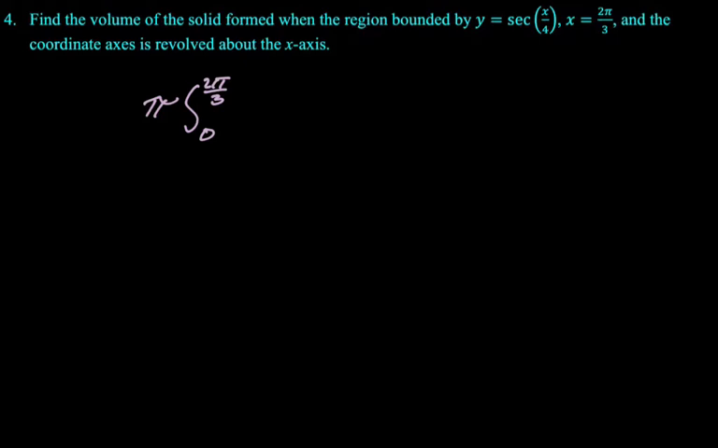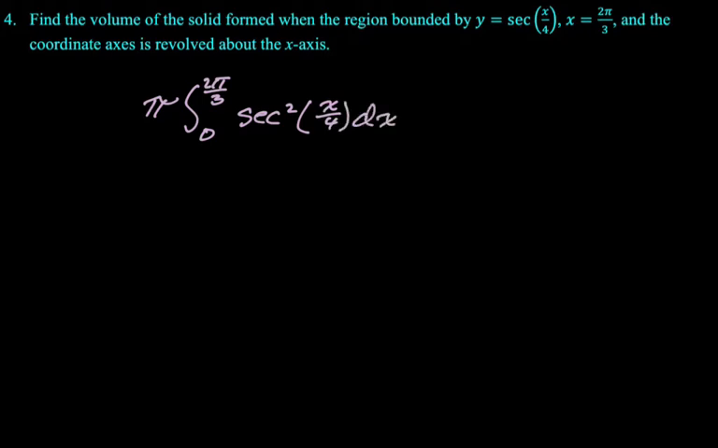When you start at the x-axis and you shoot out until you hit the outer edge of the region is secant of x over 4. So that's our radius. We need to square the radius because we're always doing pi r squared. So we're squaring the radius. We'll get secant squared of x over 4 dx.